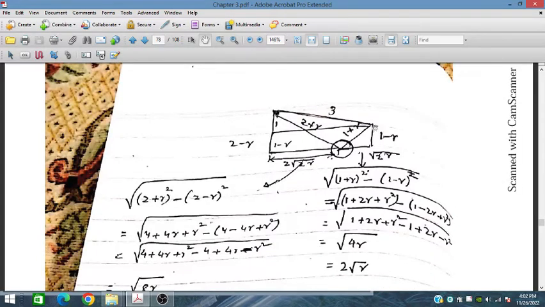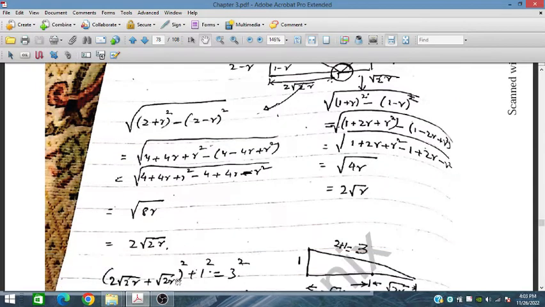Similarly for this one, the length of this side is known, 1 minus r. So this side's length is the square root of (1 plus r) square minus (1 minus r) square, and this subtraction under root will provide the length of this side. So this is 1 plus 2r plus r square, minus 1 minus r square, and then subtracting, we have this 2 under root r. So the length of this side is 2 under root r, and the length of this side from this center to here we have this 2 under root 2r.